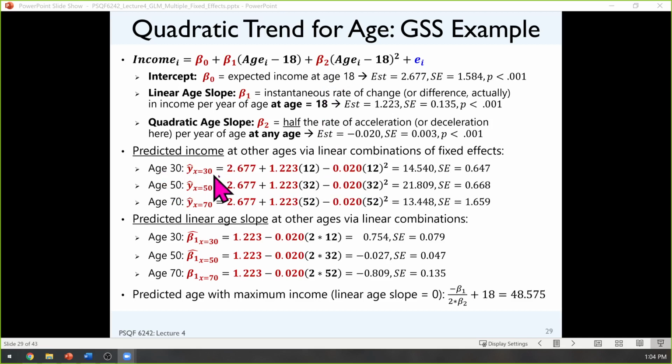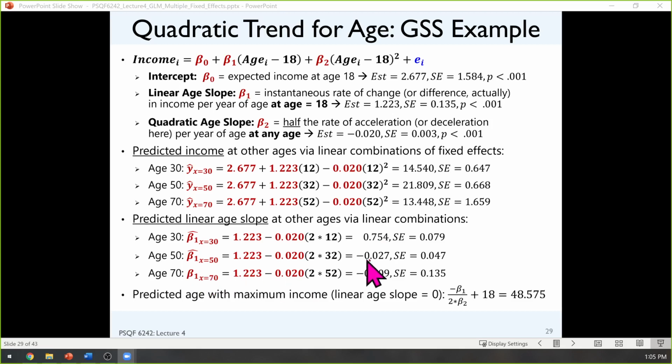So these rows right here give me predicted income. These rows right here describe how the model predicts what the linear slope would be at any age. It starts off with what the linear slope is at age 0, which is 18. And then you fill in the quadratic coefficient multiplied by 2 for the age you want the linear slope for. So at age 30, the slope for the effective age is still positive. It was 1.2 at age 18. It becomes 0.75 at age 30.